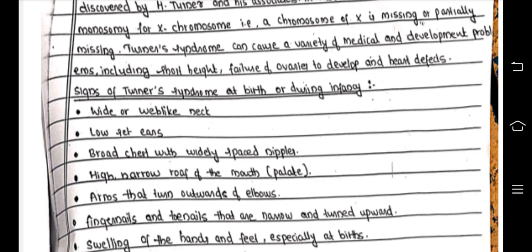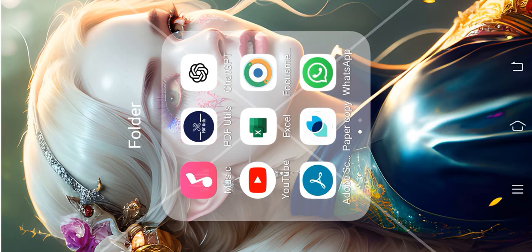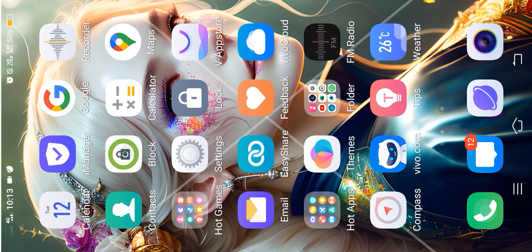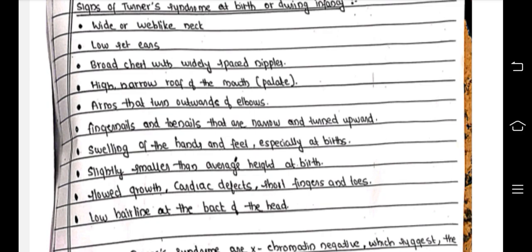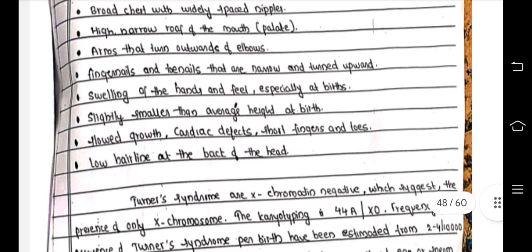low set ears, a broad chest with widely spaced nipples, a high narrow roof of the mouth or palate, arms that turn outward at the elbows, fingernails and toenails that are narrow and turned upward, swelling of the hands and feet, especially at birth, slightly smaller than average height at birth, then slowed growth, cardiac defects, short fingers and toes, and a low hairline at the back of the head.